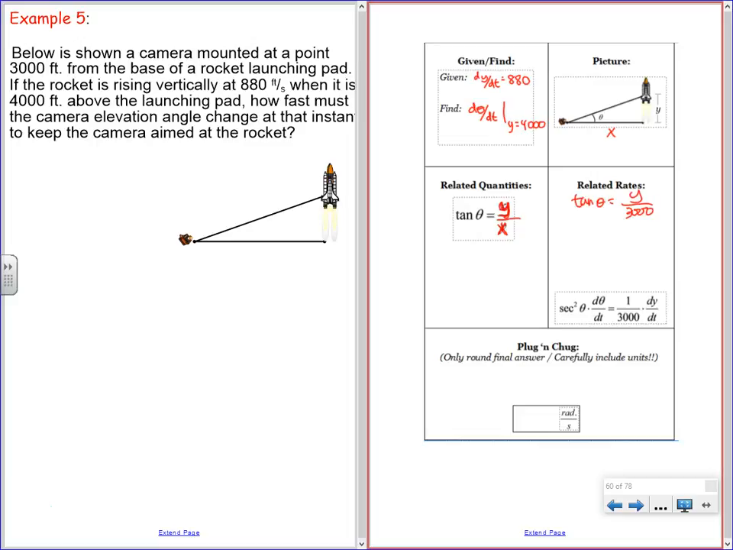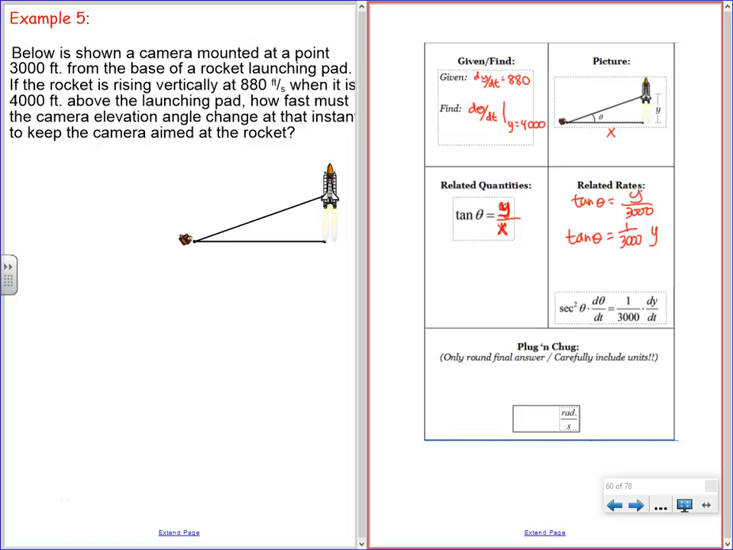And my people that don't like this and say, ew, it's a quotient rule, I say, don't worry, just rewrite it. What's another way of looking at it? 1 over 3,000 times y. Is that a nice rewrite? Because then when we go to take a derivative, we say sweet, derivative of tangent of theta is secant squared theta d theta dt, and derivative of 1 over 3,000 y is 1 over 3,000 dy dt.